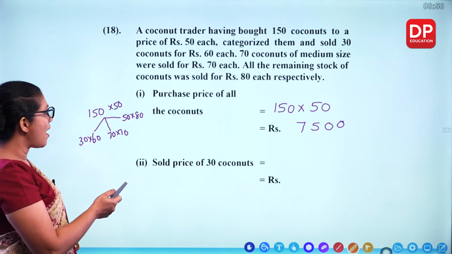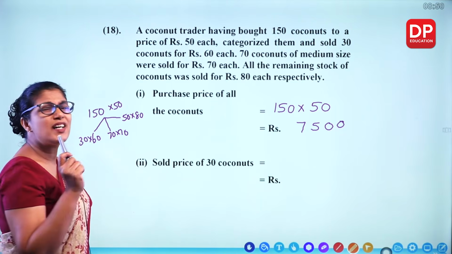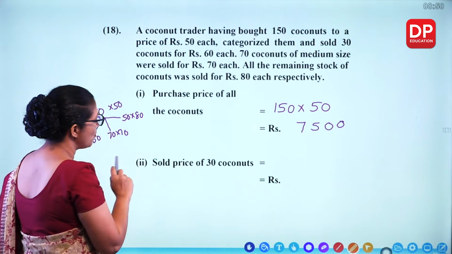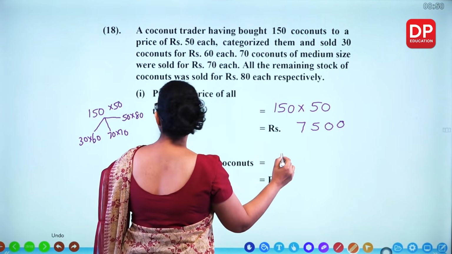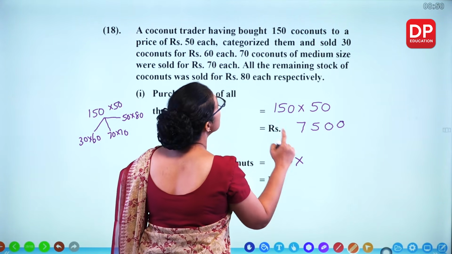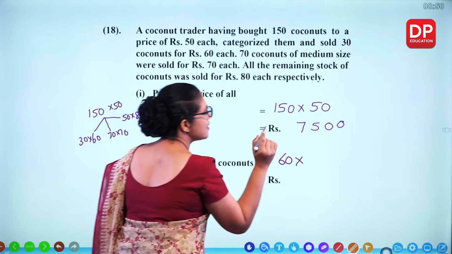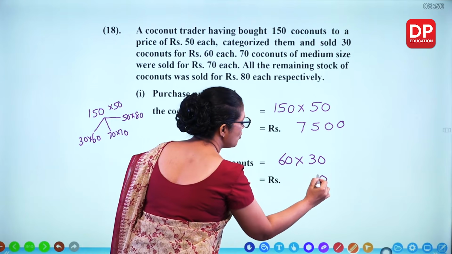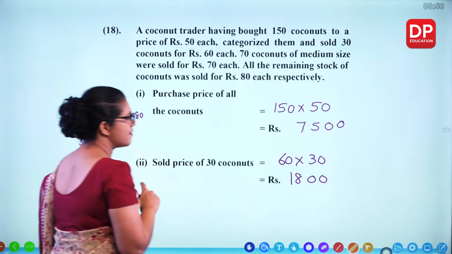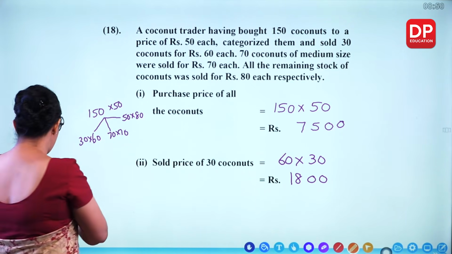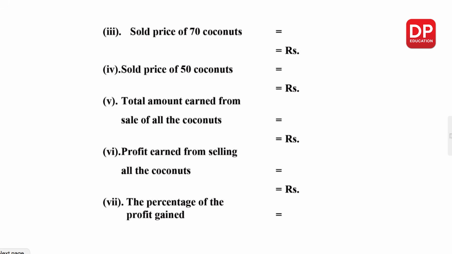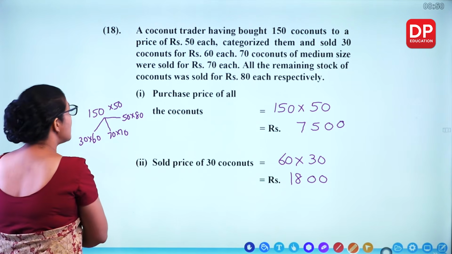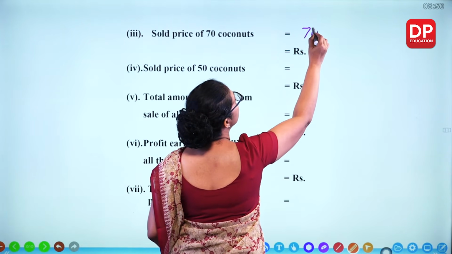Now, second part, they are asking sold price for 30 coconuts. So, 30 coconuts, each one 60 rupees. So, what's the sold price? 60 times 30. So, you get 1,800 for 30 coconuts. Then the next part, sold price of 70 coconuts. 70, each one 70 rupees. So, 70 times 70.